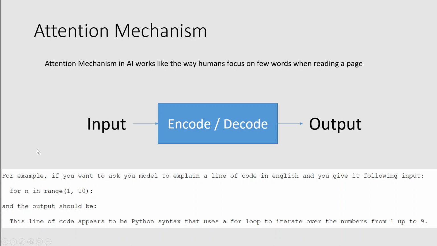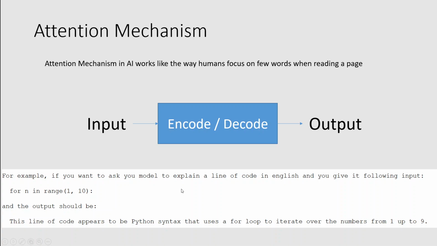For example, on your screen, you can see that there is an example where we are asking the model to explain a line of code in English. And then we give it the following input: for n in range 1 to 10. And then we are asking it to convert this line of code into plain English. And we are expecting the output to be like: this line of code appears to be Python, and so on.